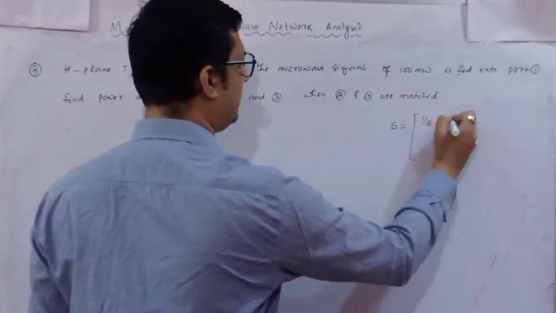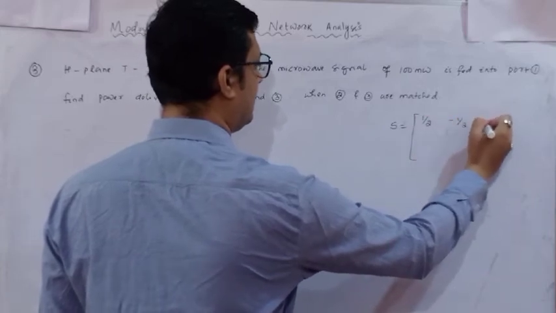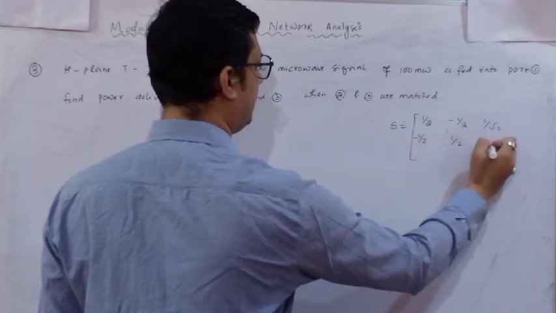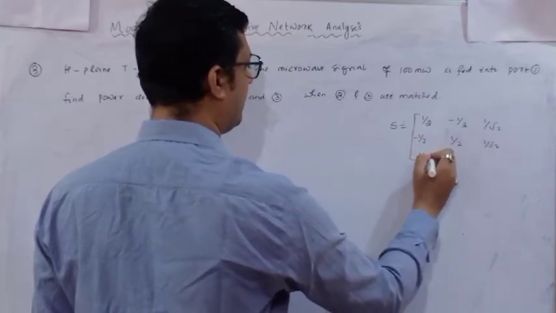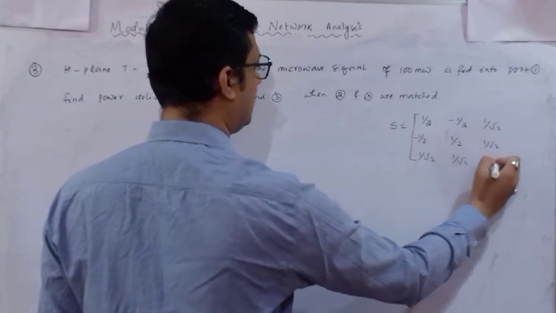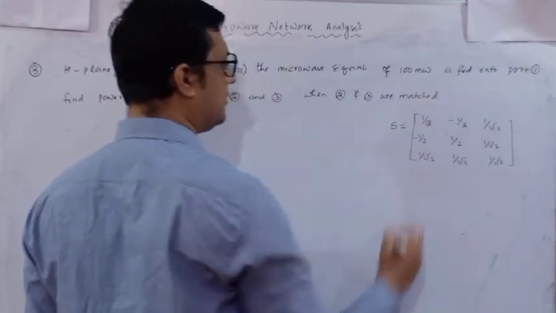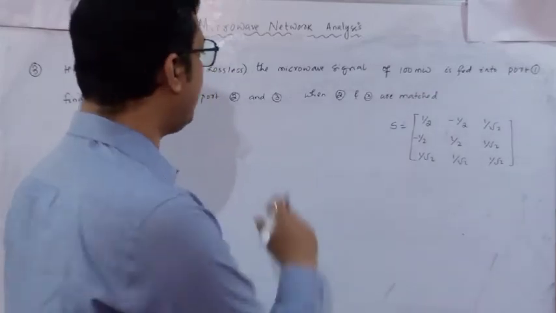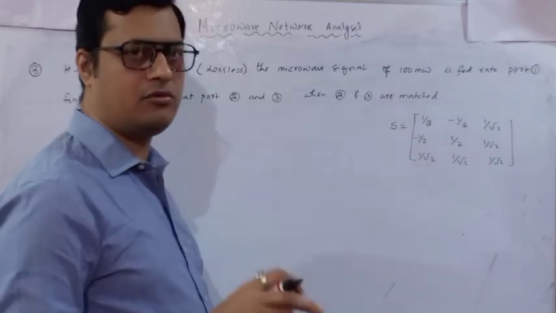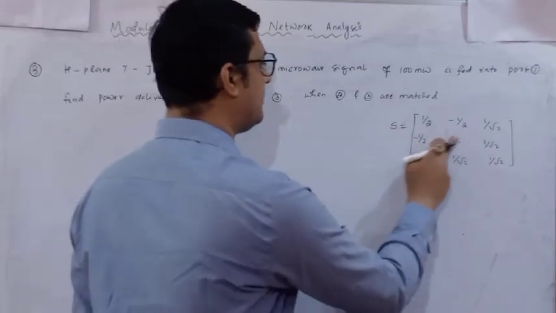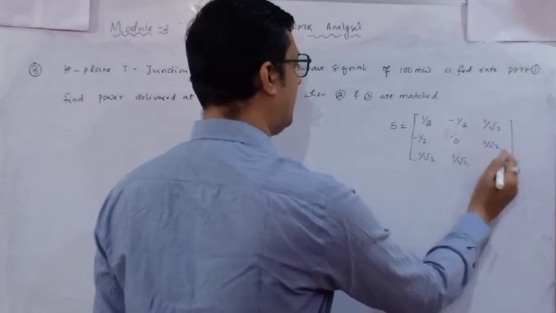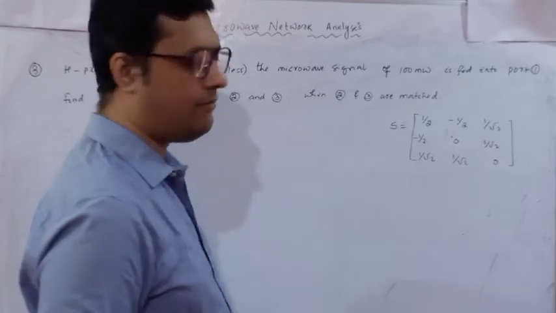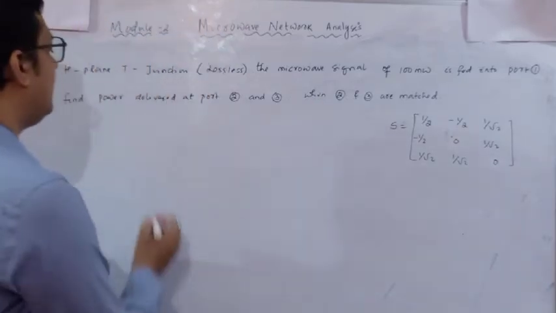S11 is minus half. Let me write first the scattering parameters. It is minus half, half, 1 by root 2, 1 by root 2, 1 by root 2, 1 by root 2. So this is the basic scattering matrix for the H-plane T-junction. But as per the given question, port 2 and port 3 are perfectly matched. That means these two values are 0, because S22 and S33 must be 0 for perfect matching. Done.